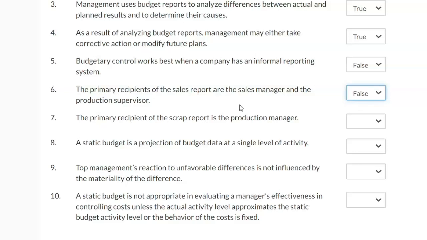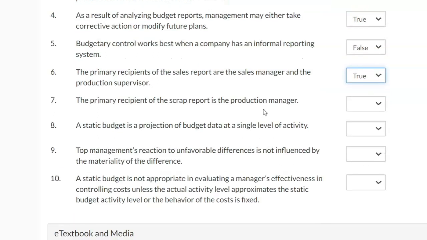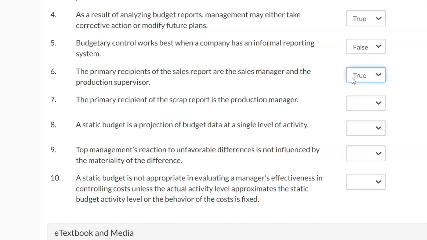So it's false, right? Because the production supervisor might not get the sales report. But it also makes sense because the production supervisor would have to plan the production based on the sales. But it's already been planned. Okay, correct. Yes, it's false. You got it.